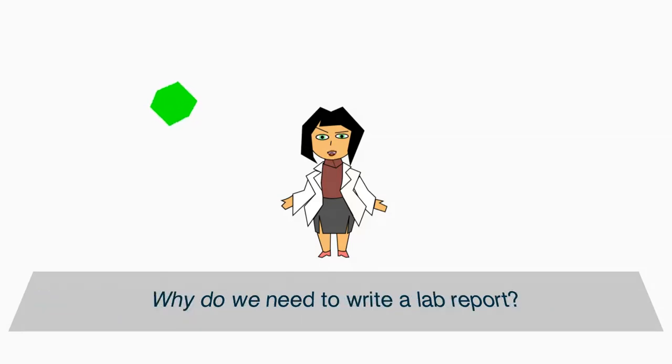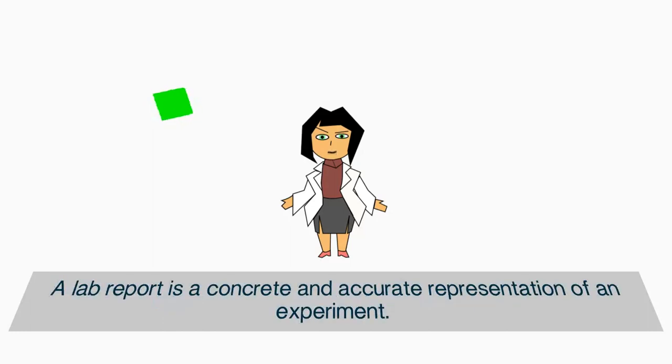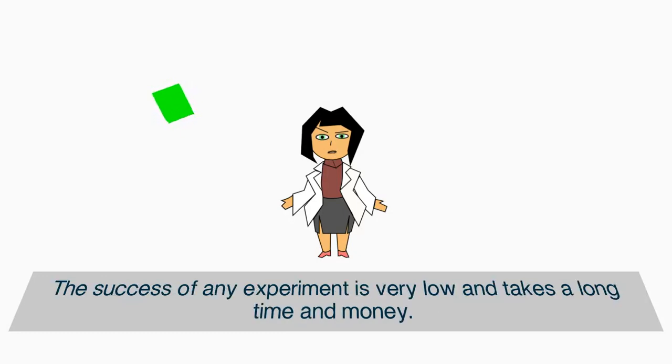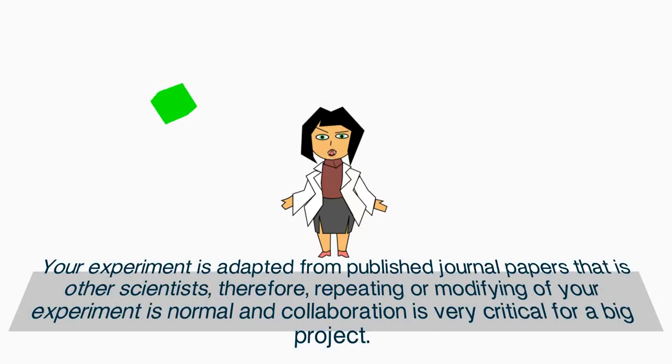Why do we need to write a lab report? A lab report is a concrete and accurate representation of an experiment. The success rate of any experiment is very low and it takes a long time and money. Your experiment is adapted from published journal papers, that is, from other scientists, therefore repeating or modifying your experiment is normal, and collaboration is very critical for a big project.